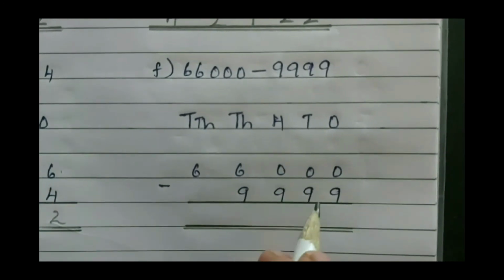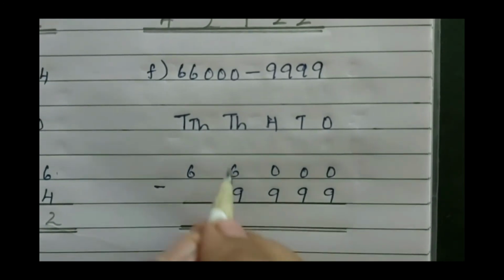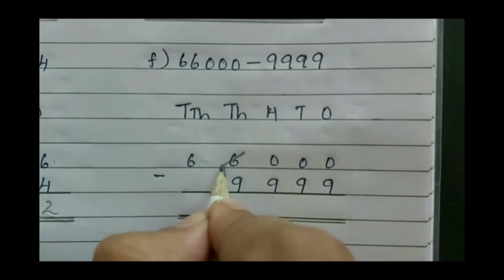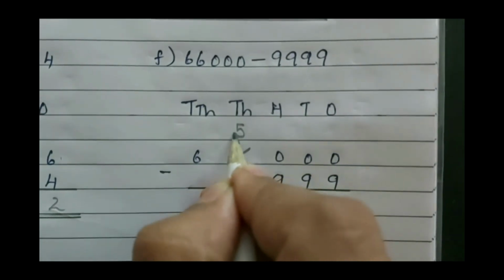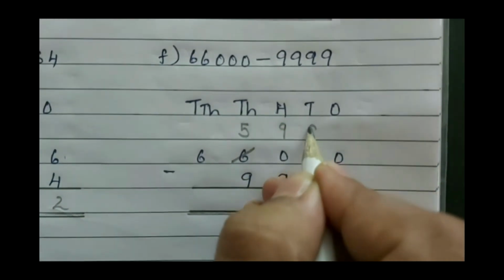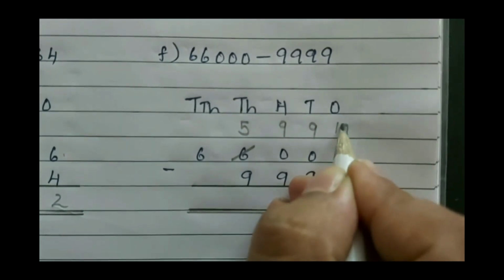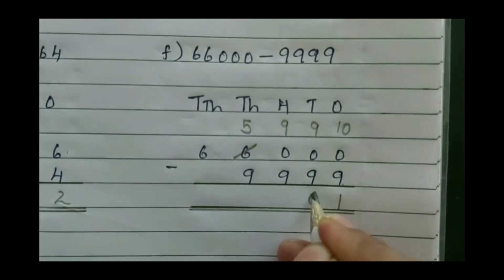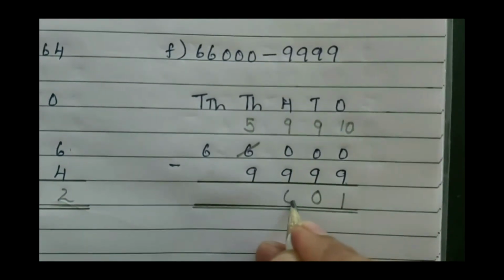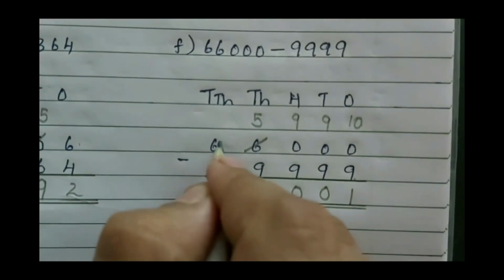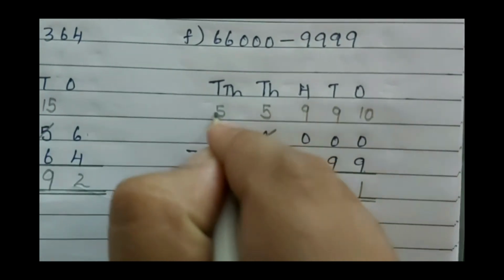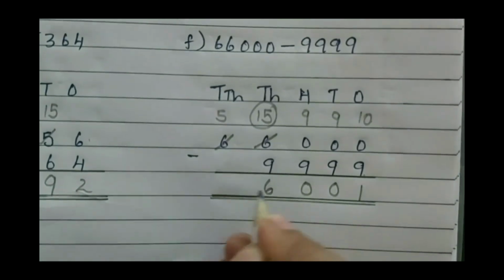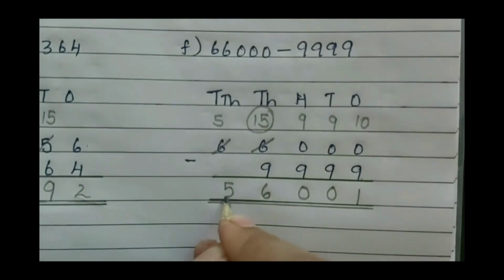66,000 minus 9,999. Similarly, it is not possible to subtract directly. Borrow from the number 6, it becomes 5. This one has 9, 9 and this one has 10. 10 minus 9, it is 1. 9 minus 9, 0. Again 9 minus 9, 0. 5 minus 9, it's not possible. Borrow from the neighbor. 5 becomes 15. 15 minus 9, 6. 5 as it is.